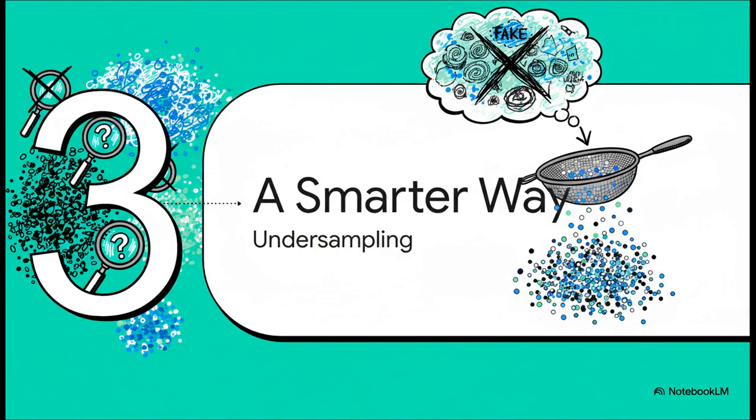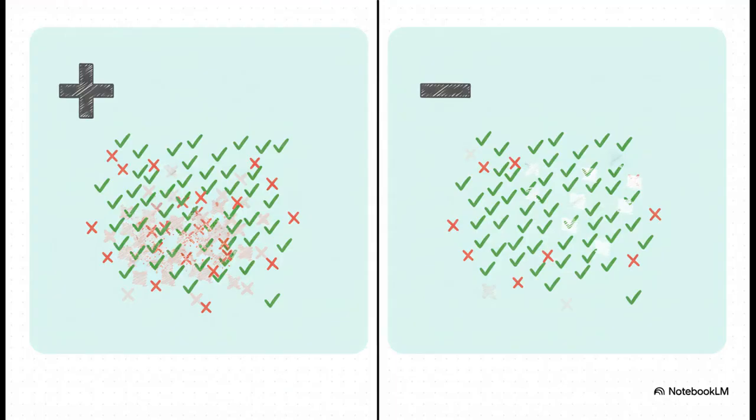And this brings us to the really clever, kind of mind-bending idea. What if the answer isn't to add more fake data, but to intelligently remove some of the real data? This is called undersampling. And you can really see the difference here. On one side, you've got oversampling. It's trying to bulk up on fake fraud examples, but it risks adding all that noise and confusion.